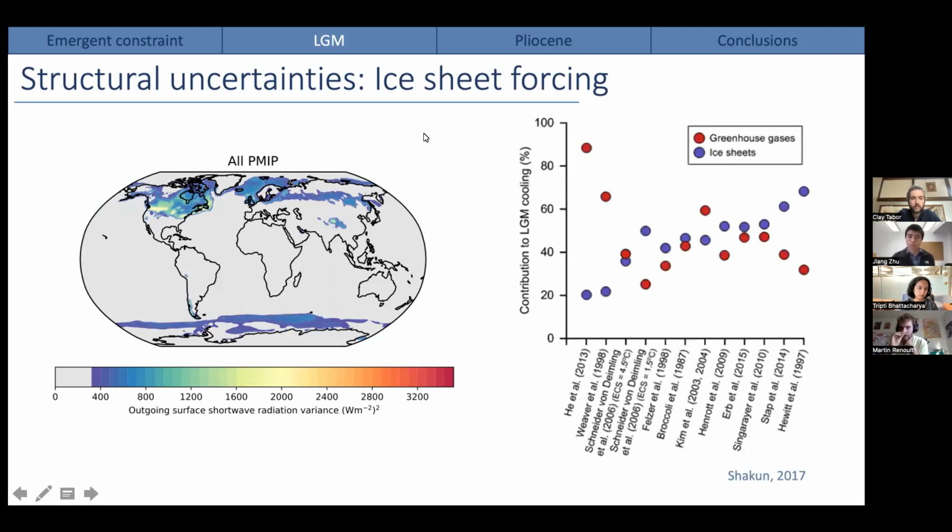And it's not entirely new, actually. Already in 2017, there was a study that looked at how the contribution of ice sheets to Last Glacial Maximum cooling could differ across different climate models, which you can see here on the x-axis. That contribution can change from 20% up to 70%. And considering the ice sheet forcing is roughly half of the total forcing of the LGM, we concluded here that it's most likely a major source of noise in the emergent constraint between LGM temperature and climate sensitivity.